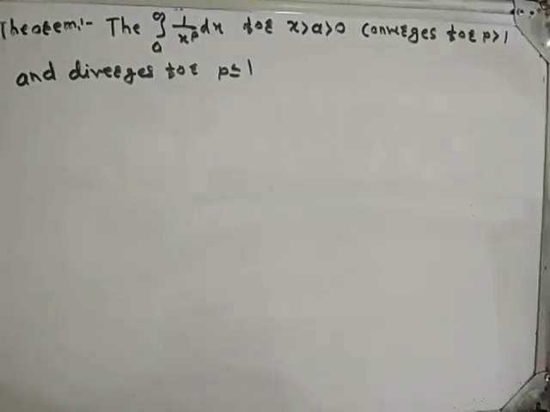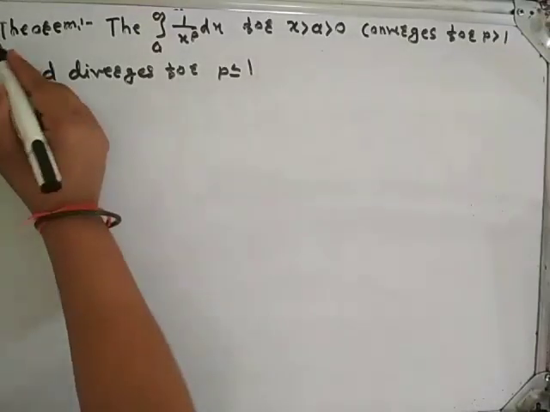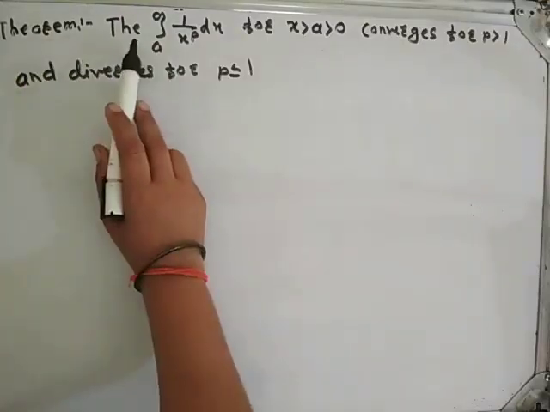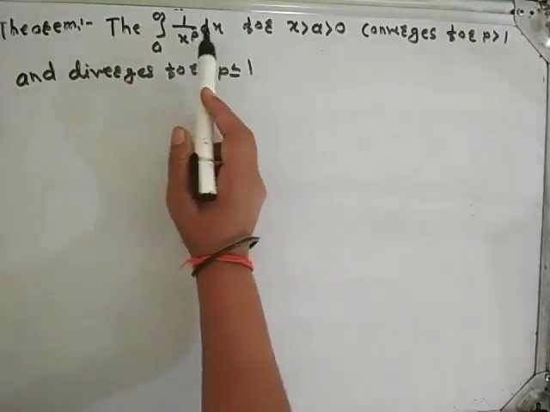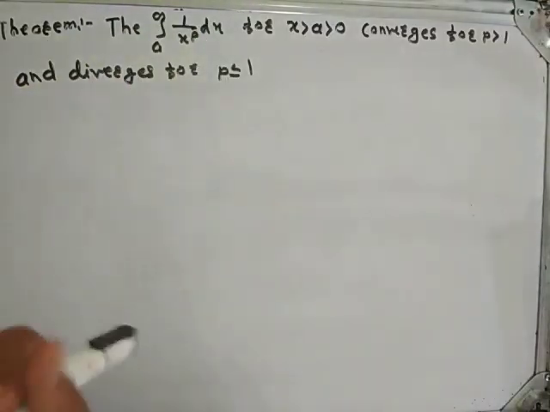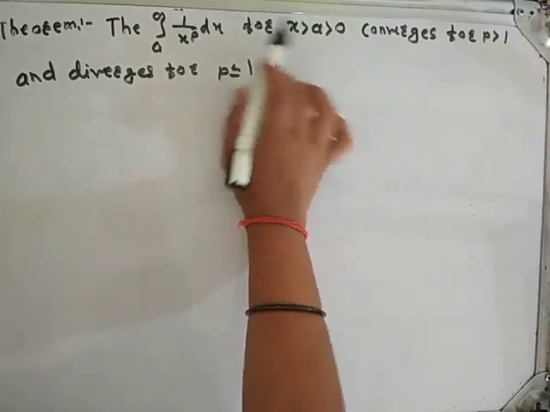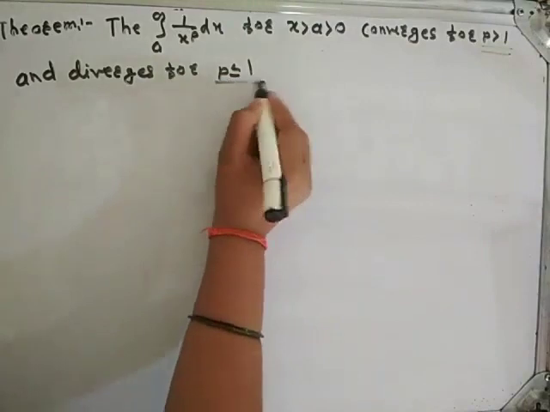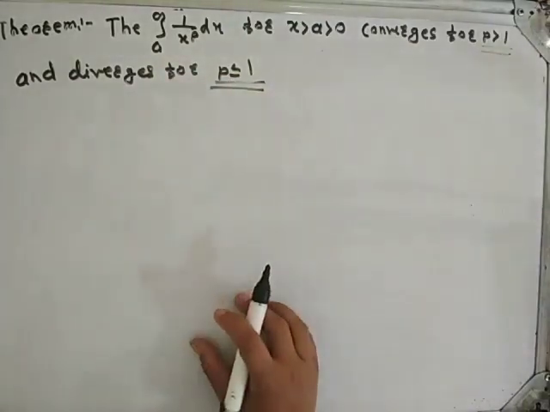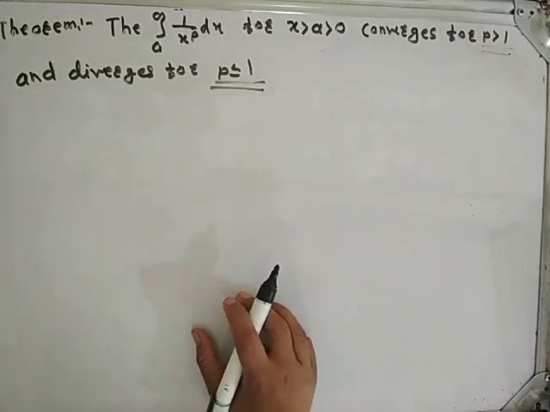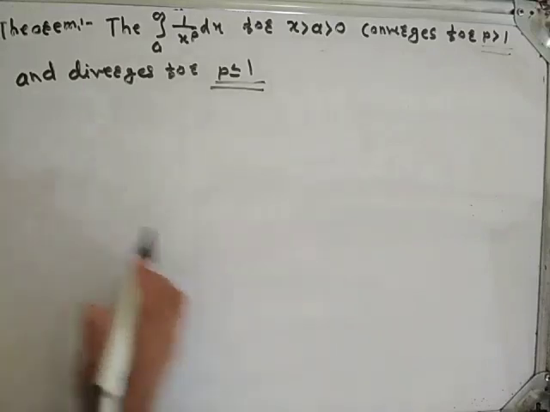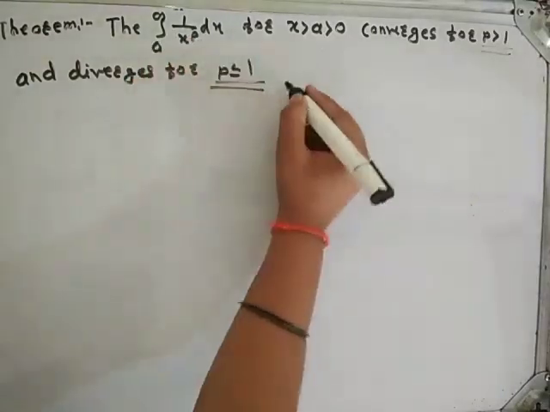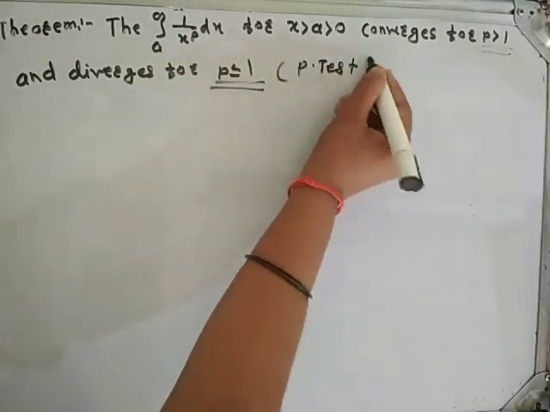Students, in this video we are going to discuss different tests for convergence and divergence of improper integral of first kind. This is the P test. This is a theorem: the integration from a to infinity of 1 upon x raised to p dx, for x greater than a and a greater than 0, converges for p greater than 1 and diverges for p less than or equal to 1. This test is the P test.